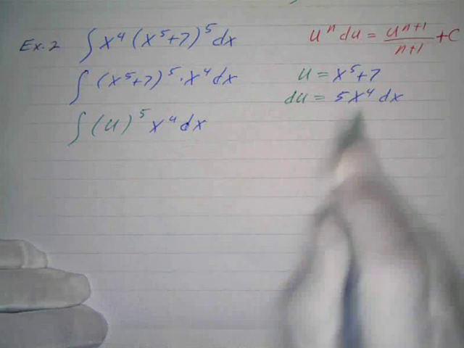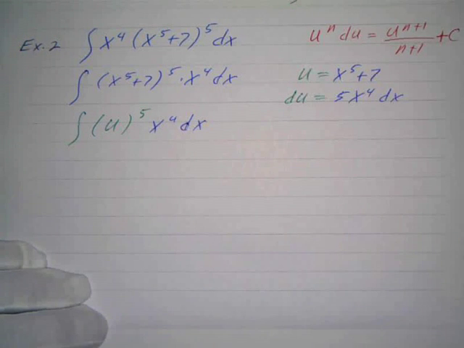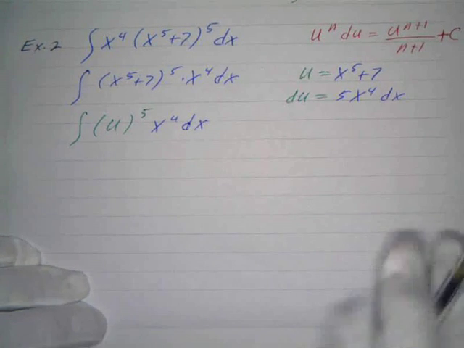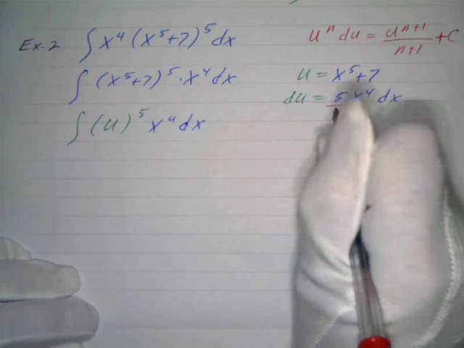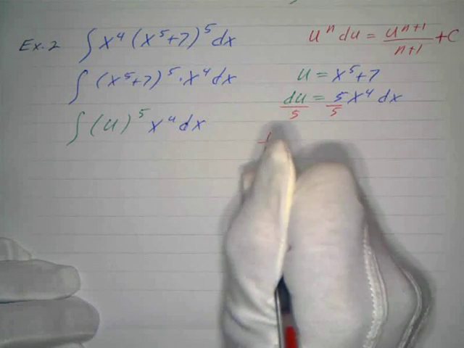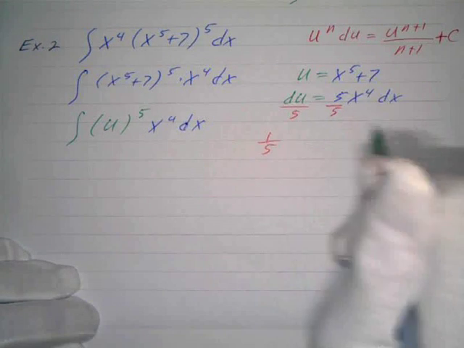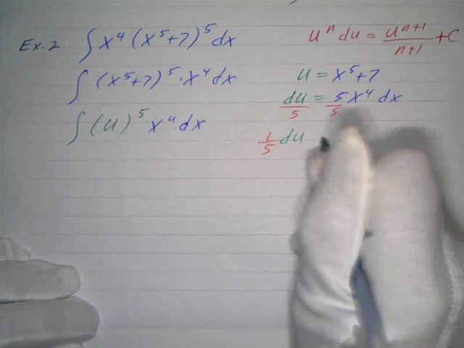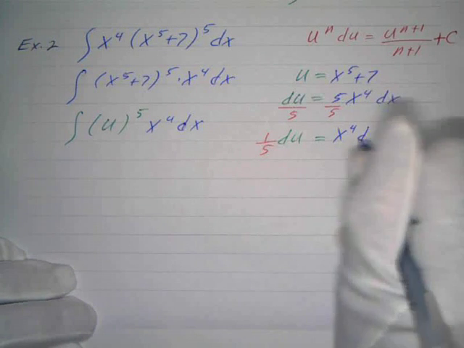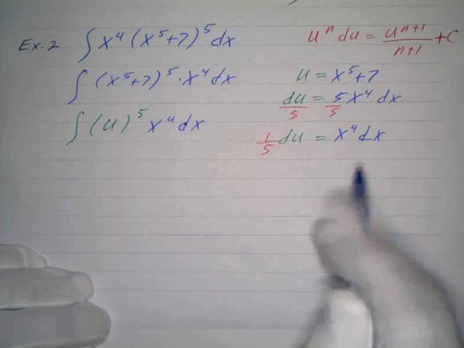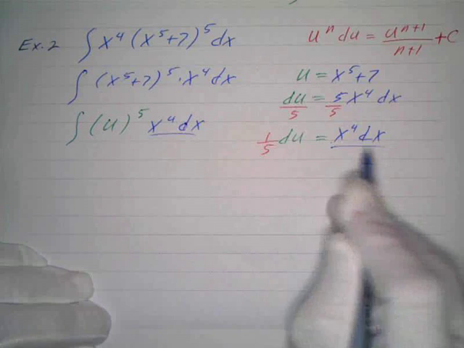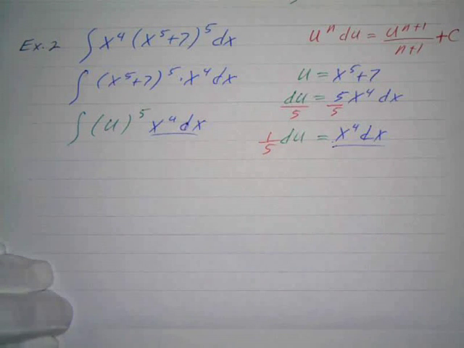And this almost looks the same. The only difference is I've got a 5 here, so I need to remove that, or move this so I can have a perfect match here of x to the fourth dx, x to the fourth dx. So I'll just divide both sides by 5. And that makes us 1/5 du equals x to the fourth dx. And now you can see we have a perfect match here. x to the fourth dx, x to the fourth dx, these are exactly the same. So instead of writing x to the fourth dx, I write 1/5 du.